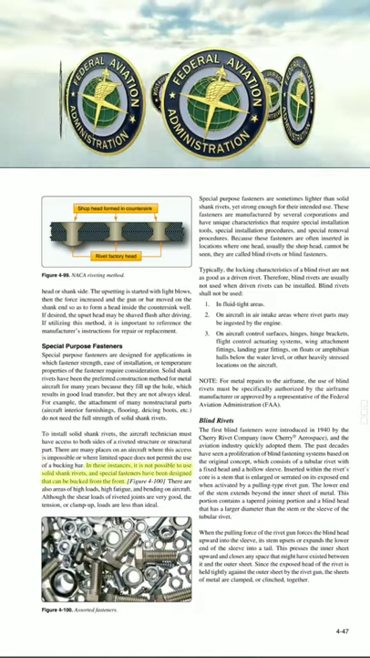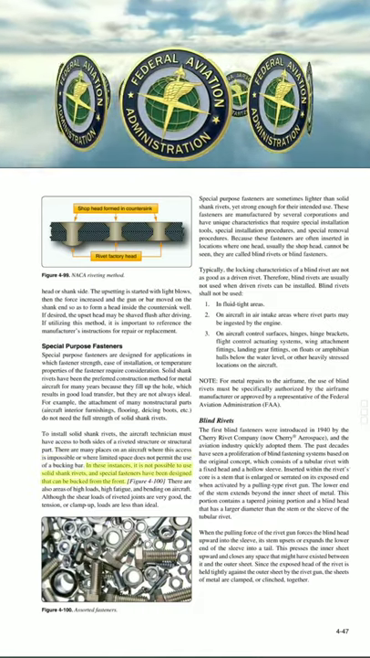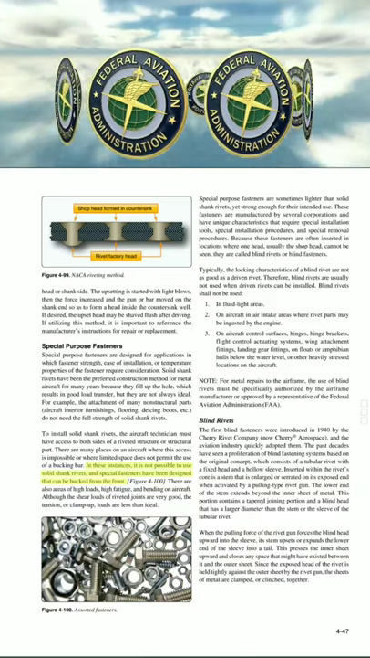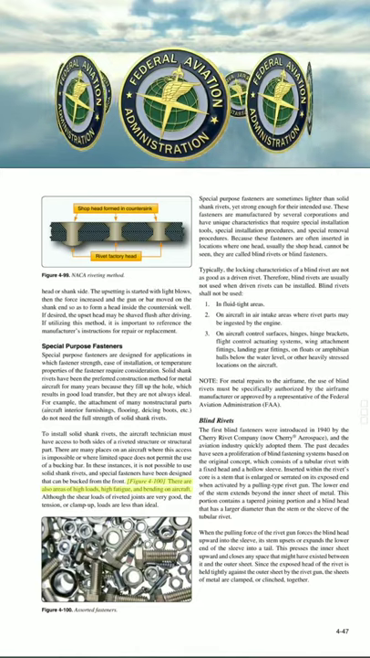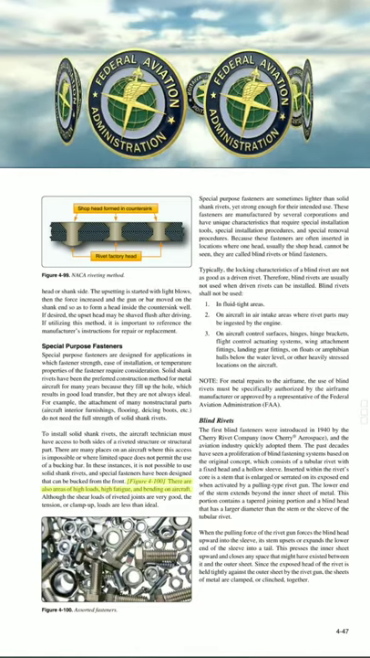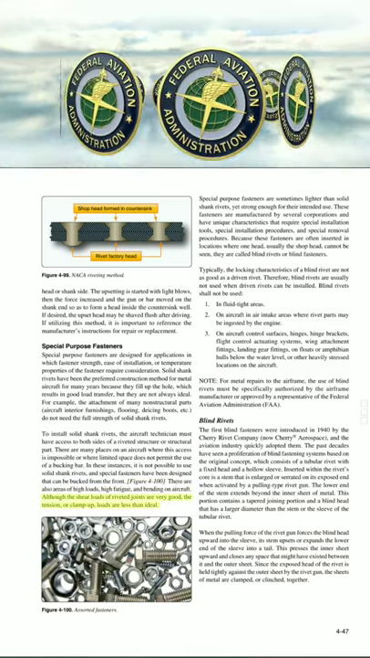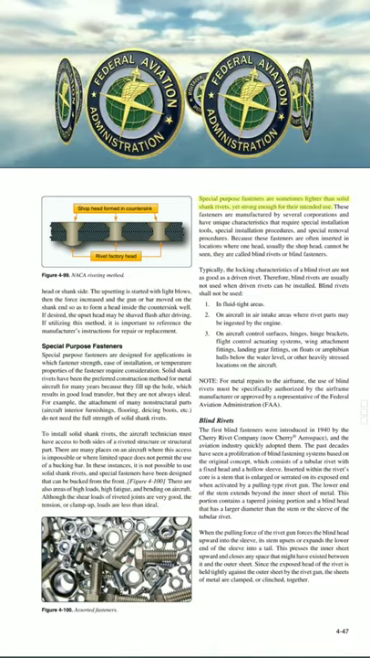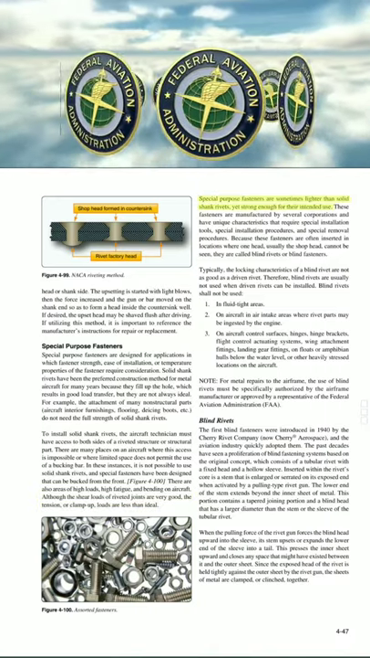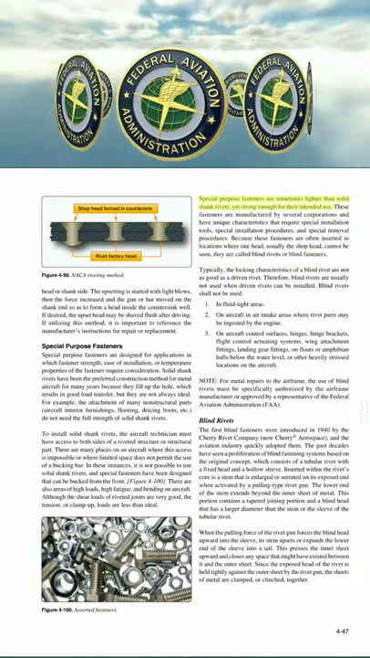In these instances, it is not possible to use solid shank rivets, and special fasteners have been designed that can be bucked from the front. Figure 4-100. There are also areas of high loads, high fatigue, and bending on aircraft. Although the shear loads of riveted joints are very good, the tension, or clamp-up, loads are less than ideal. Special purpose fasteners are sometimes lighter than solid shank rivets, yet strong enough for their intended use.